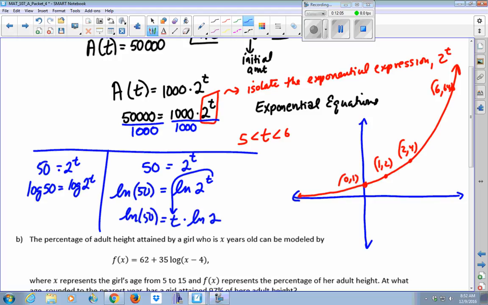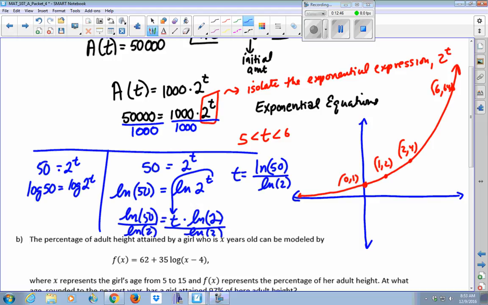So to solve for t, you just divide both sides by the natural log of 2. I don't want you to get all freaked out when you see these things like natural log of 2 and natural log of 50. They're just constants. They're just numbers. They're a little messy, but they're just numbers. So you divide both sides by the natural log of 2. And there's your answer, folks. That's your exact answer. T equals the natural log of 50 divided by the natural log of 2.